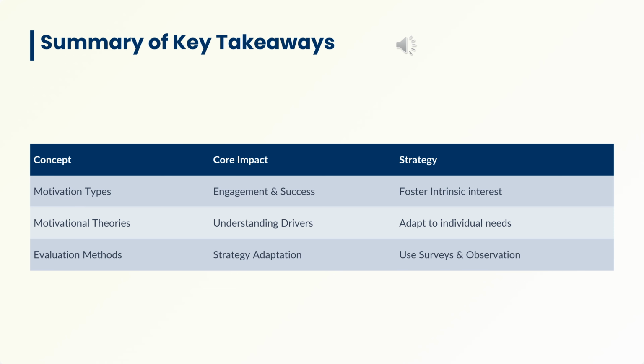The summary on this slide brings together 3 essential lines of the lecture. First, the distinction between motivational types is directly linked to engagement and success, which is why intrinsic interest deserves particular pedagogical attention. Second, motivational theories help explain the underlying drivers of student behavior and therefore support more differentiated teaching. Third, evaluation methods, especially surveys and observation, make it possible to adapt strategy rather than rely on general assumptions. This synthesis is important because it connects concept, diagnosis, and pedagogical response into one coherent framework.